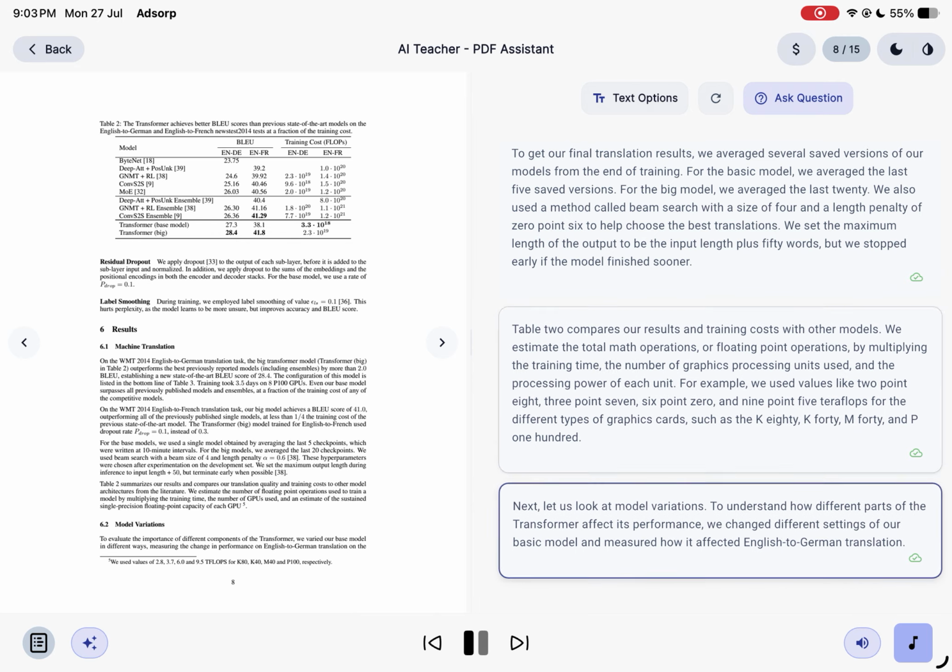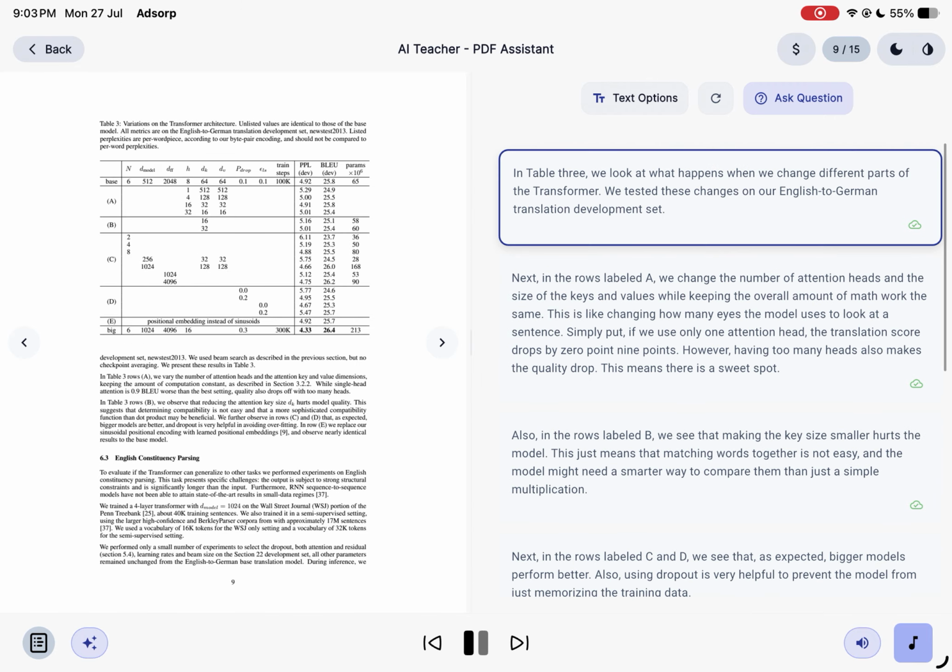Next, let us look at model variations. To understand how different parts of the transformer affect its performance, we changed different settings of our basic model and measured how it affected English to German translation. In Table 3, we look at what happens when we change different parts of the transformer. We tested these changes on our English to German translation development set.